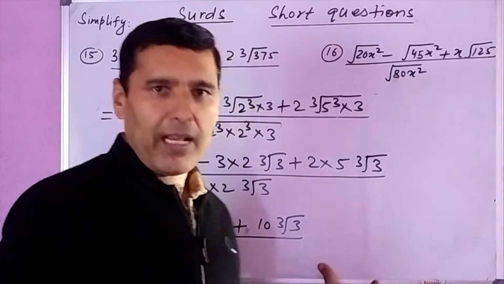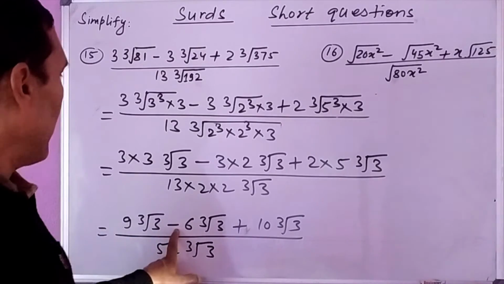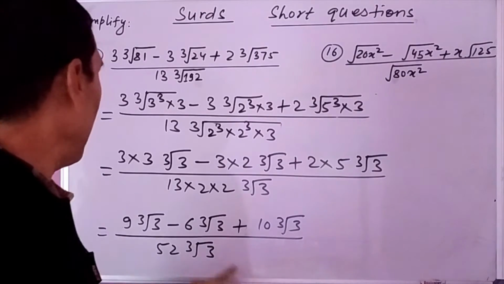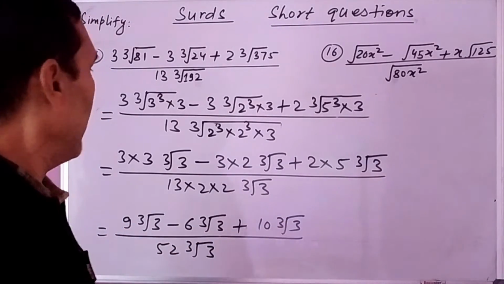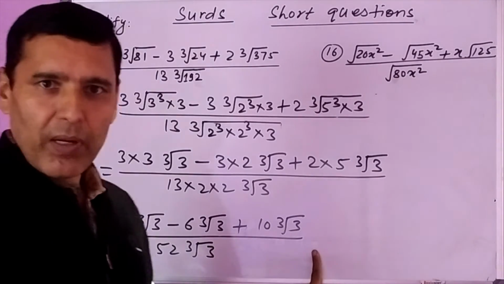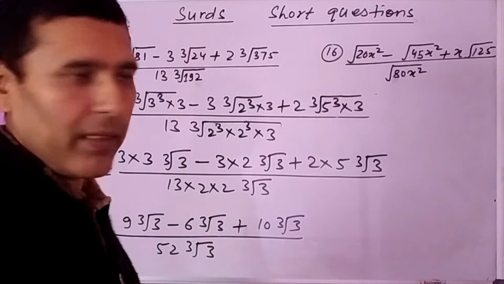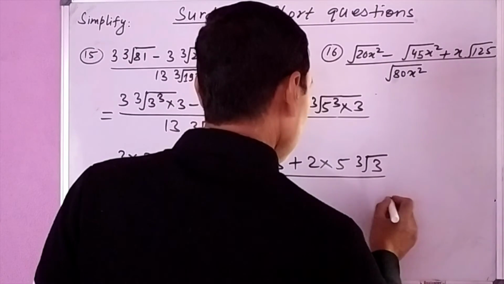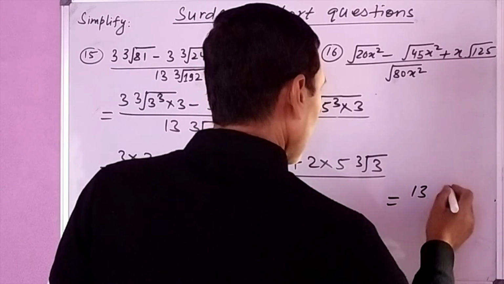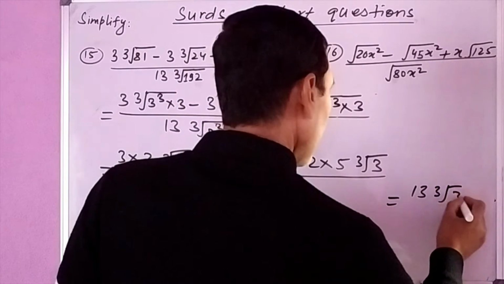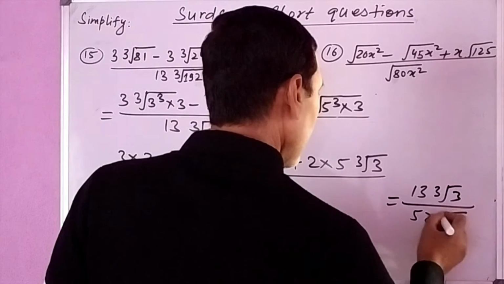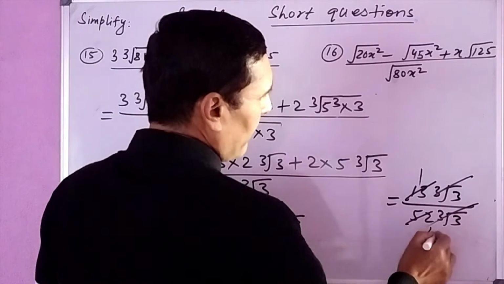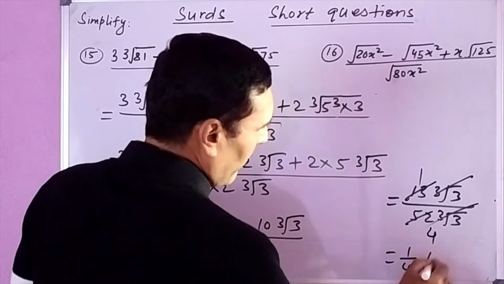Now all surds are like surds. Look here now. 9 cube root of 3 minus 6 cube root of 3 plus 10 cube root of 3 in the numerator, similarly 52 cube root of 3 in the denominator. It is just like 9a minus 6a plus 10a. So like terms can be added or subtracted together. 9 plus 10 is 19, minus 6 is 13. 13 cube root of 3 upon 52 cube root of 3. Cube root of 3 cancels. 13 1s are 13, 13 4s are 52. So it is 1 upon 4.